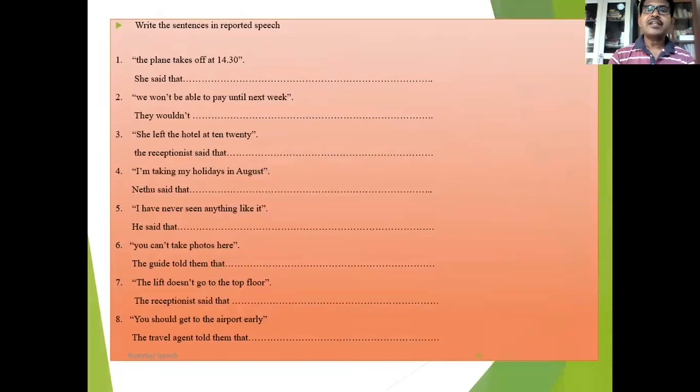This is the last activity to check whether you have understood my lesson. Please do this. I'll give you maybe 5 minutes to do this. After 5 minutes, we'll discuss this. Please do write the answers.